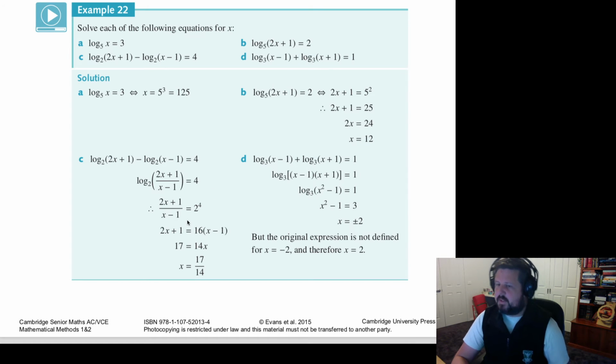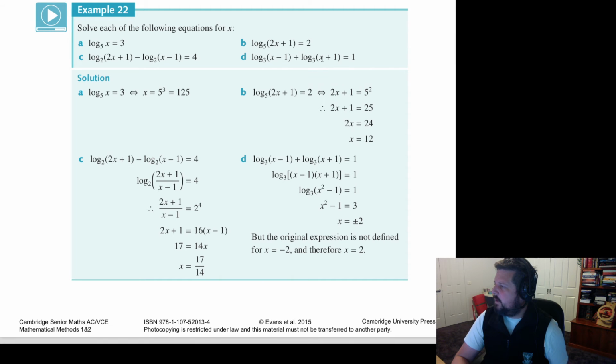Once you've done that process, it's a matter of solving the equation. We've got 2 to the power of 4 is 16. You've got x take away 1 on the bottom line here. It's been divided, so we're going to multiply both sides by x take away 1. That goes over to this side. From there, it's a matter of expanding things out, rearranging things, and you'll get x being equal to 17 over 14.